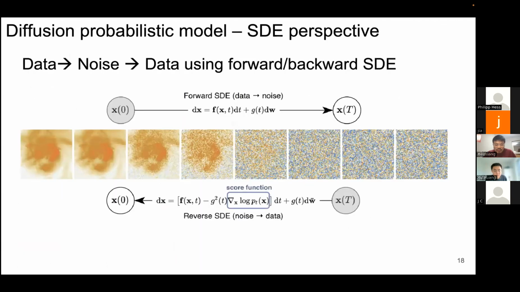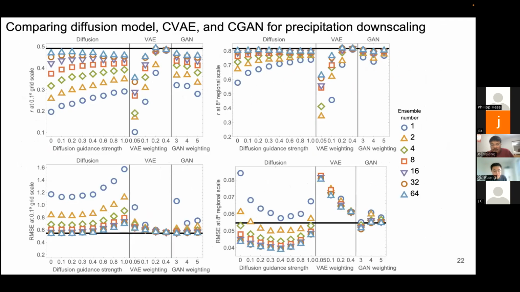And the model takes as input all the resolved fields and tries to generate, for each one, 64 samples, 64 ensemble members. And we calculate the correlation coefficient and root mean square error scale of these models with different conditioning strengths for this diffusion model.